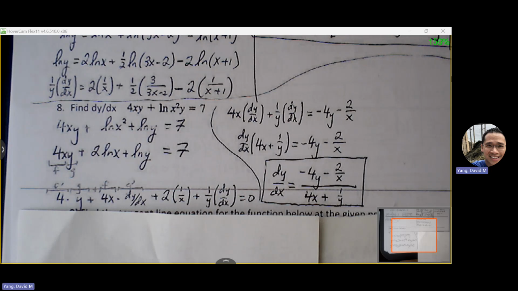Natural log of x is just 1 over x. Natural log of y is 1 over y dy dx. Careful, that 7 also gets affected. And once we get our derivative equation all set up, then it's just adding and subtracting, collecting your dy dx terms. Factor the dy dx out.